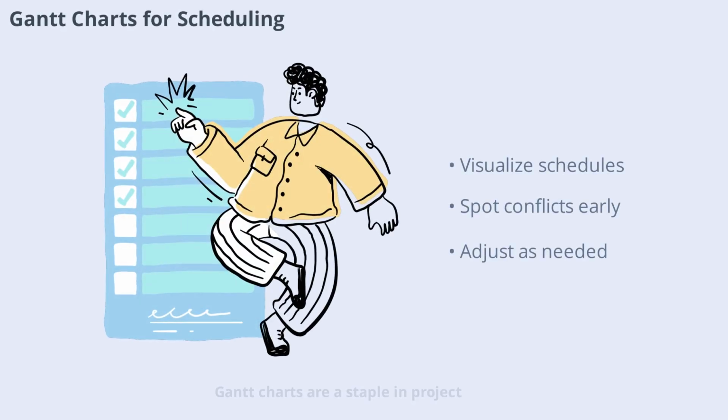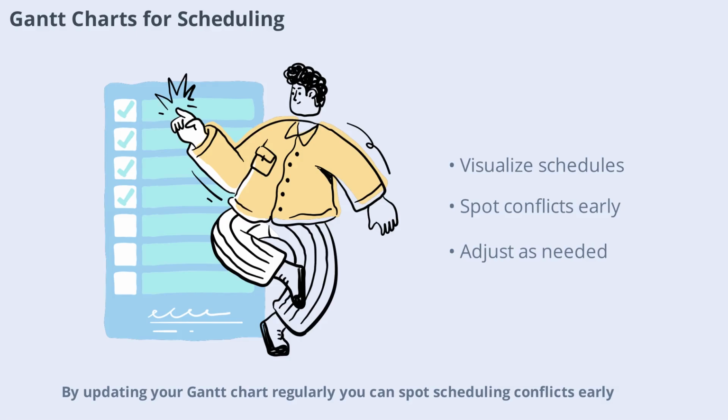Gantt charts are a staple in project management for visualizing schedules and resource allocation. These charts show tasks along a timeline, making it easy to see when resources are needed and for how long. By updating your Gantt chart regularly, you can spot scheduling conflicts early and make adjustments before they become problems. Let's explore how Gantt charts support effective resource management.